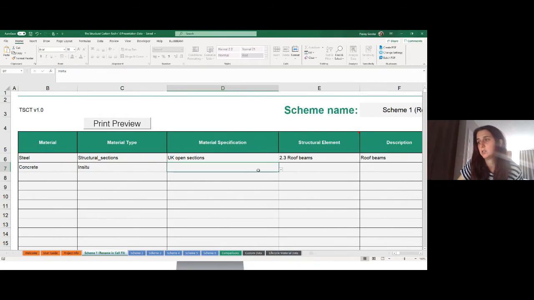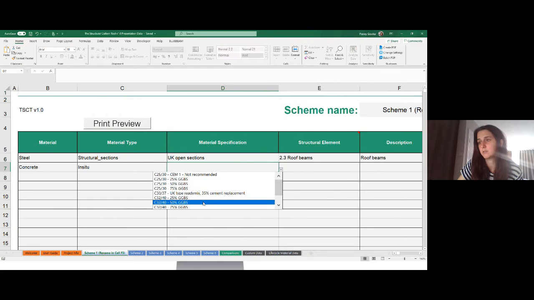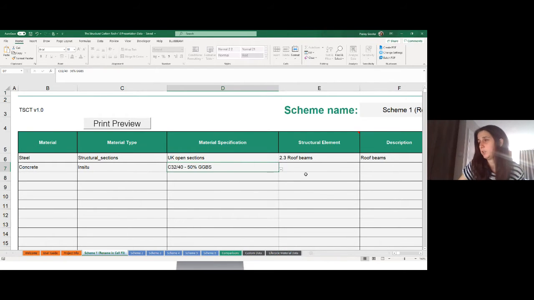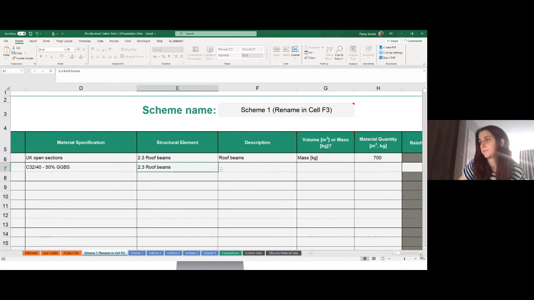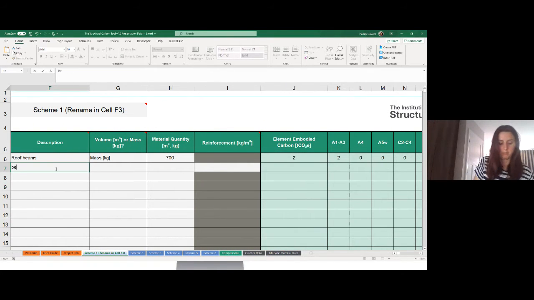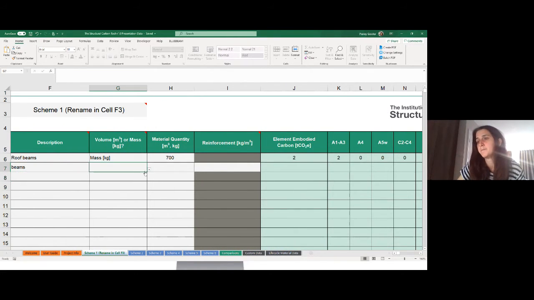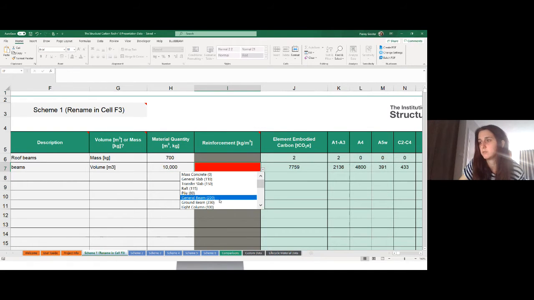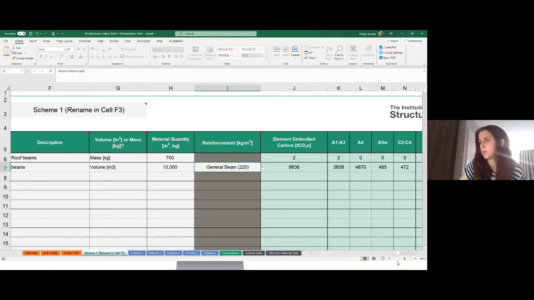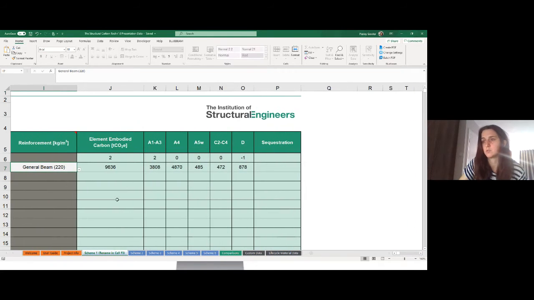Say in situ. It's got a series of different concrete mixes in here. If you wanted to add your own, you could add it through the custom EPD that I showed you earlier. Say these are roof beams, for instance. Just write beams. You can give a volume, it's easier for concrete normally. And then it will highlight that you need to put some assumptions about reinforcement in, so general beam, for instance. And then just on the right hand side here, it automatically calculates all your carbon values.